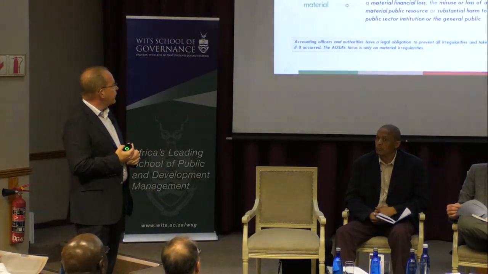Refer to somebody that's better placed to deal with this. Enforceable remedial action or recovery of the money, as a consequence of the last resort. There's a new thing, if you like, called the material irregularity. There's the definition, and you can see it goes quite wide. So these are the things that will trigger these three actions. Non-compliance, contravention of legislation, fraud, theft, breach of fiduciary duty that leads to material loss, misuse or loss of material public resource, substantial harm to a public sector institution or the public. It's quite wide. When we get to implementation, I'll talk about that a little bit more.